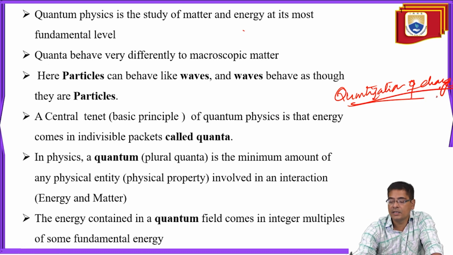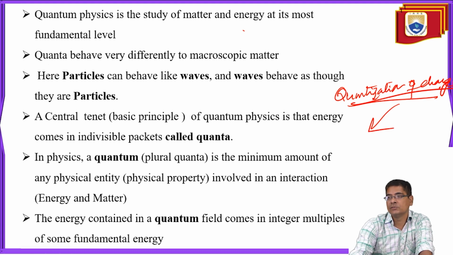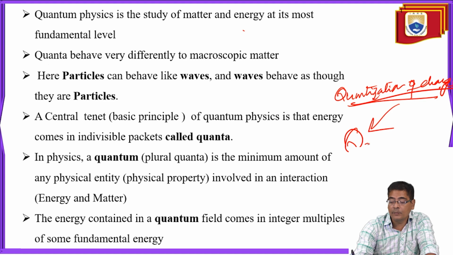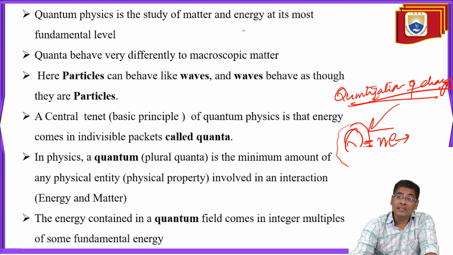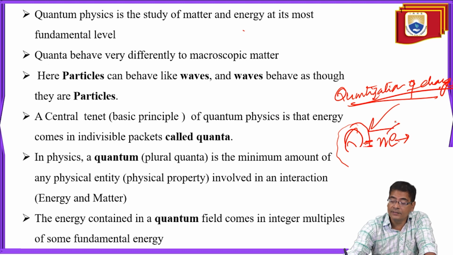Quantization of charge is the existence of charge in integral multiples of elementary charges. If e is the elementary charge and Q is the total charge, the total charge is an integral multiple of the elementary charge. We define the quantization of charge as Q equals n e, where Q is the total charge, which is an integral multiple of the elementary charge, and n is an integer.